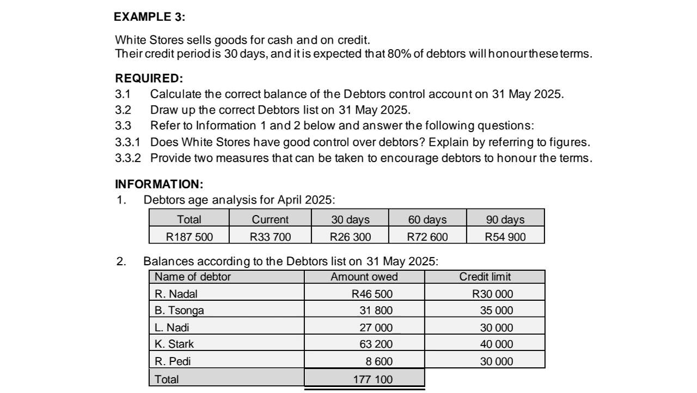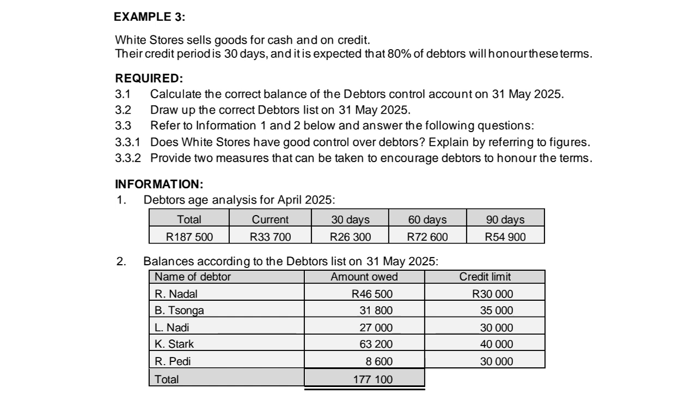3.3. Refer to information 1 and 2 below and answer the following questions. 3.3.1. Does White Stores have good control over debtors? Explain by referring to figures. 3.3.2. Provide two measures that can be taken to encourage debtors to honour the terms.